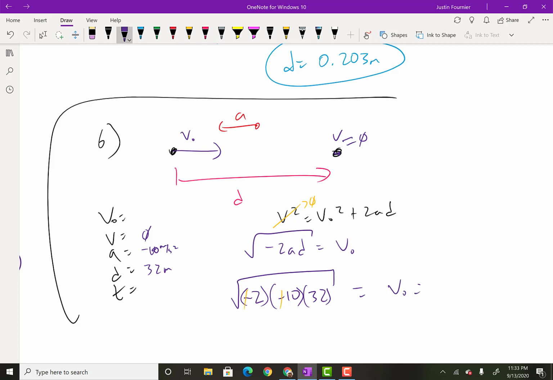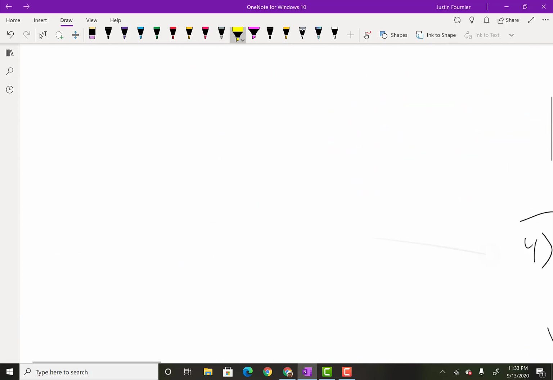So that's 2 times 10, which is 20, times 32. I'm going to take the square root of all that and get about 25.3 meters per second. And that is my answer there. So let's see.